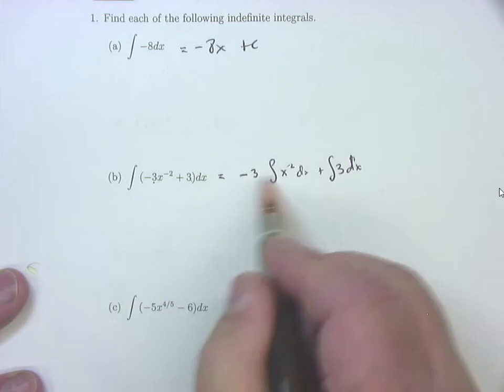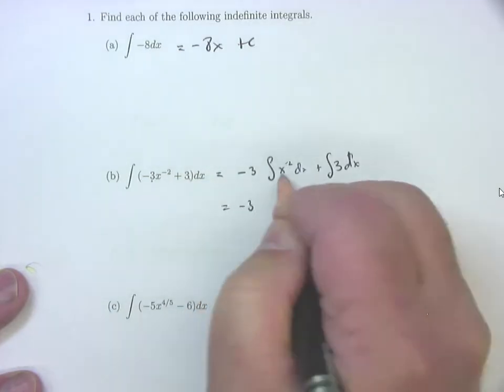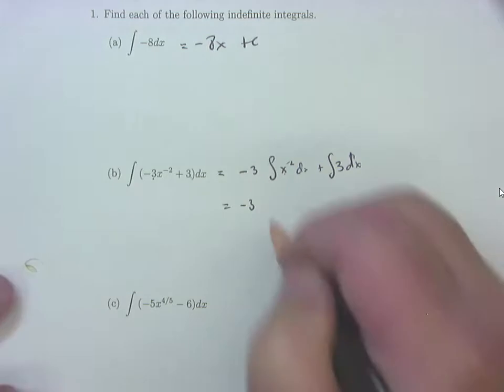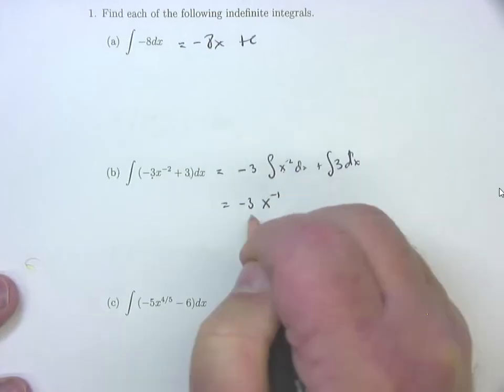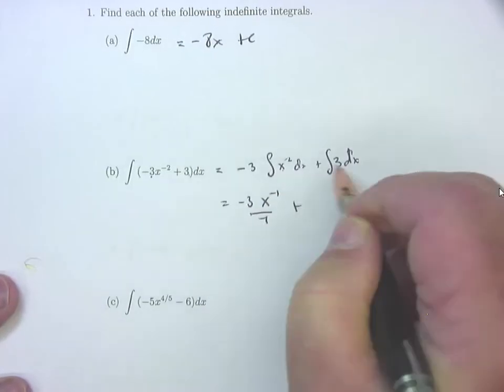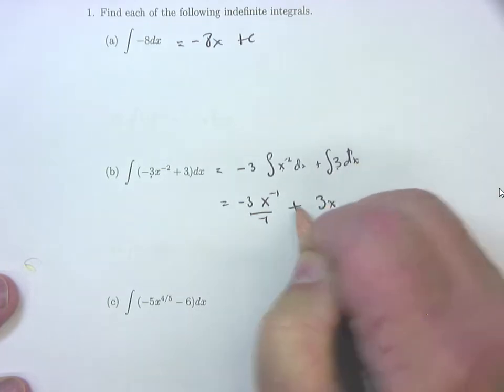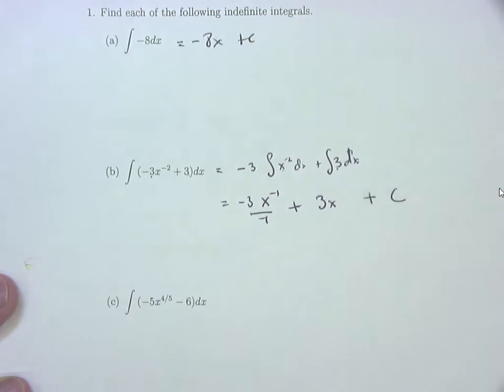This one, I pulled the constant out front. So this is -3. What's the integral of x to the -2? Integral of x to a power, most important rule. Add 1 over add 1. -2 plus 1 is x to the -1 over -1. Plus the integral of a constant with respect to x would be the constant times x. That would be 3x. And then one big plus c.